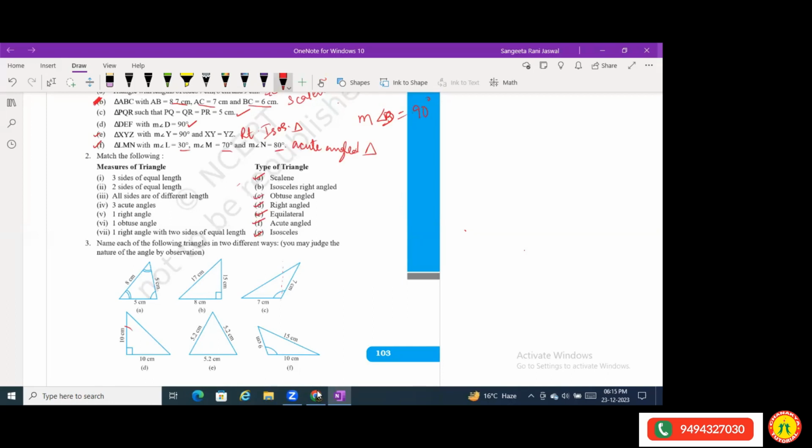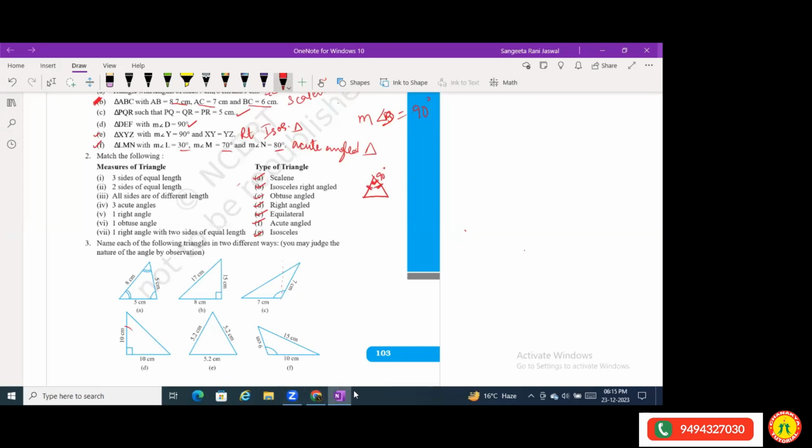One right angle and two sides are equal. I'll match it to isosceles, right angled. I forgot what was isosceles actually. Isosceles means a triangle whose two sides are equal. And isosceles right angled means a triangle whose two sides are equal and one angle is 90 degrees. So it's right angled also and isosceles also.